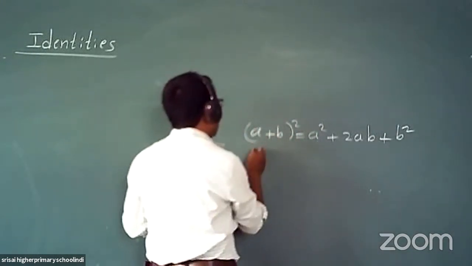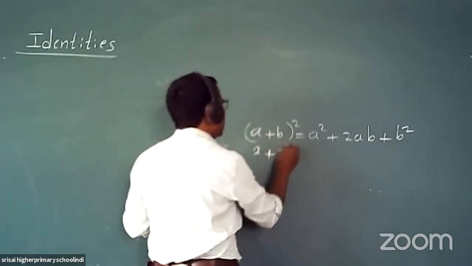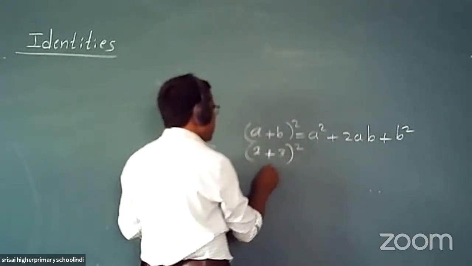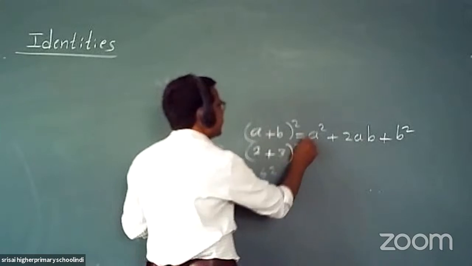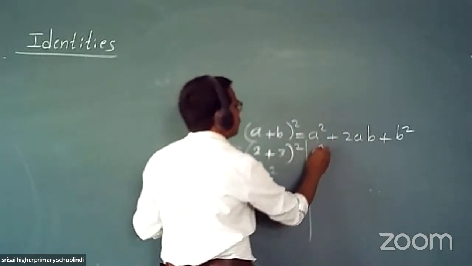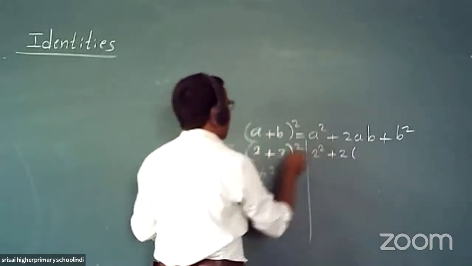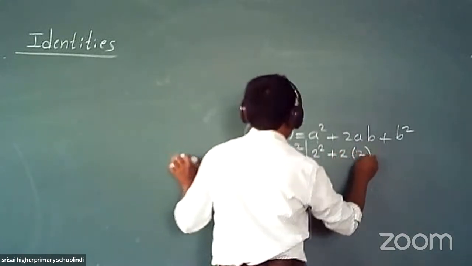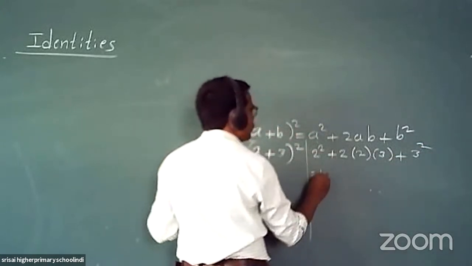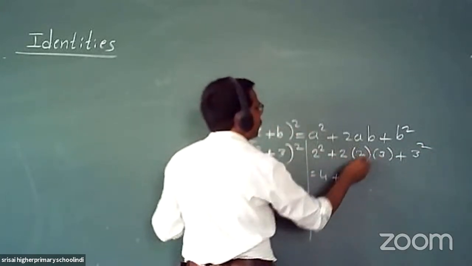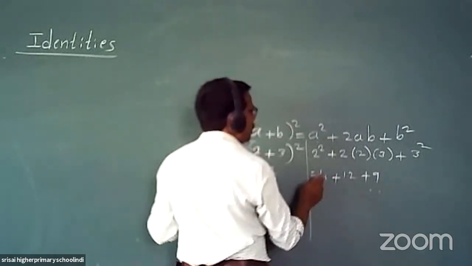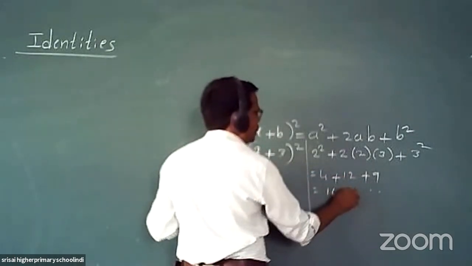Take a equal to 2, b equal to 3. Then it is also true. It is 2 plus 3, 5 squared. 5 squared is 25. This side, we shall see, a is 2, 2 squared plus 2 into a is 2, b is 3, plus 3 squared. So 2 squared is 4, 2 2s are 4, 4 3s are 12, plus 3 3s are 9. So it is 16 plus 9 is 25.